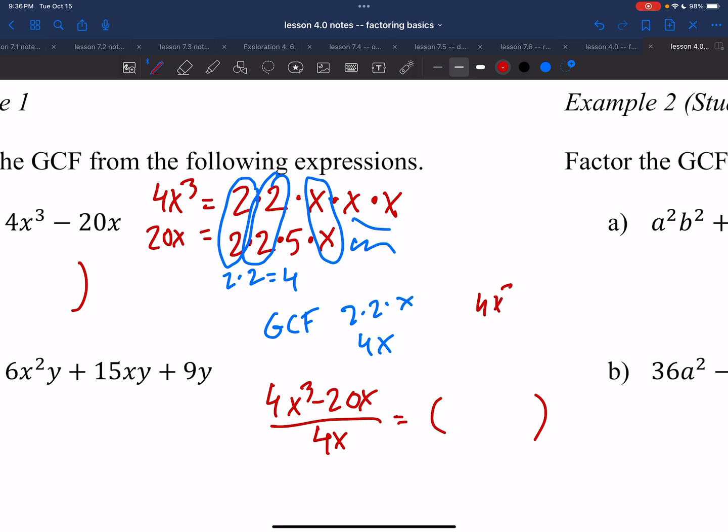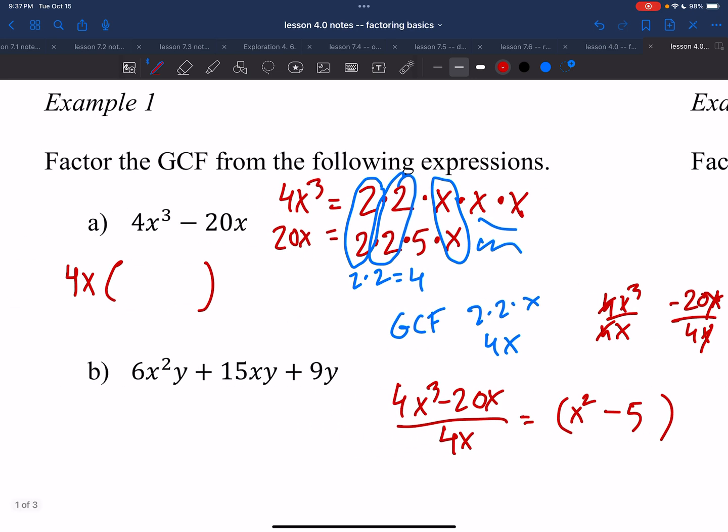So 4x cubed over 4x, well, the 4's cancel, and x cubed over x is just x squared. And then negative 20x over 4x, well, the x's cancel, and negative 20 over 4 is negative 5. So that actually means that the other factor is x squared minus 5, because 4x goes into that, but so does x squared minus 5.